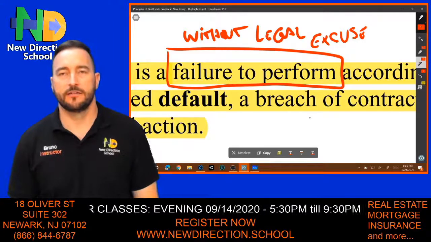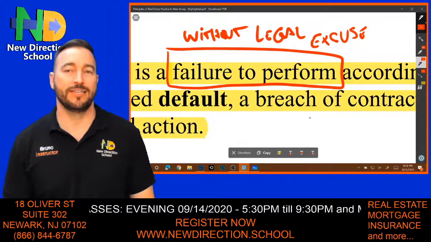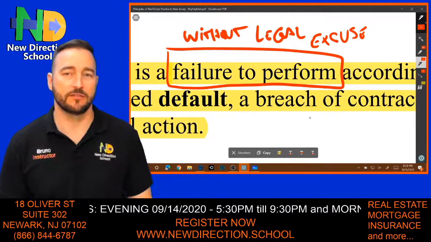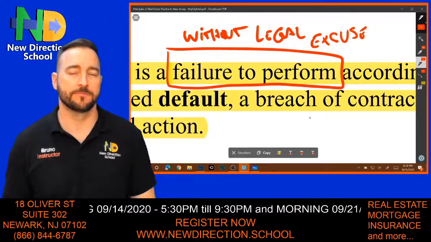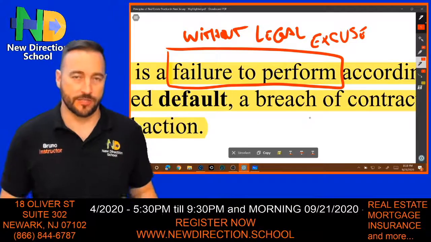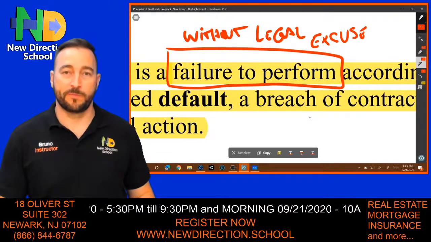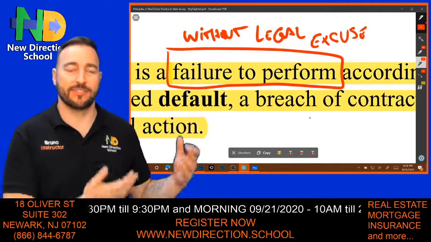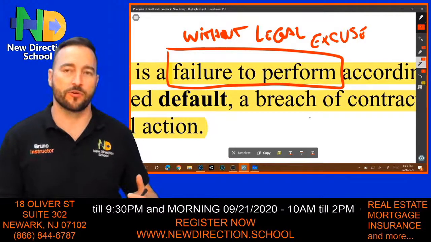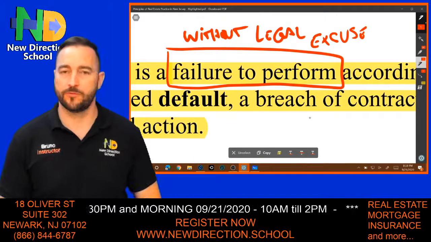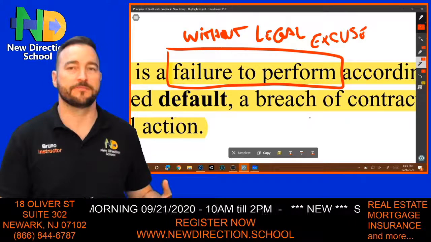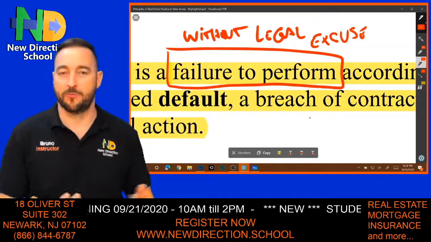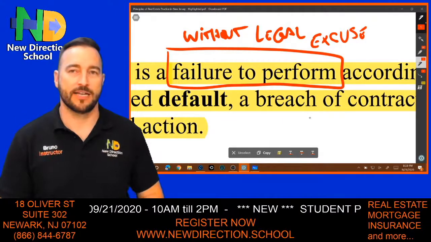So, failure to perform without legal excuse means you backed out of the deal without something solid. For instance, if I don't get approved for a mortgage, that's a legal excuse. I told you that this contract was based on my approval to get the mortgage. That was the condition. If I don't get approved for it, can I walk away? Absolutely, without consequences. You were aware that if I don't get approved, I don't pay. I don't pay, I don't buy. I got it. But that's a legal excuse.